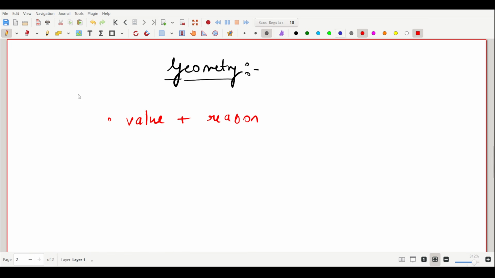So as long as you are writing these two things, value and the reason, you will be awarded full marks. If you're only writing the value, then you will only earn half of the marks. Okay, so reason is as important as the final answer. You have to write the reason also.